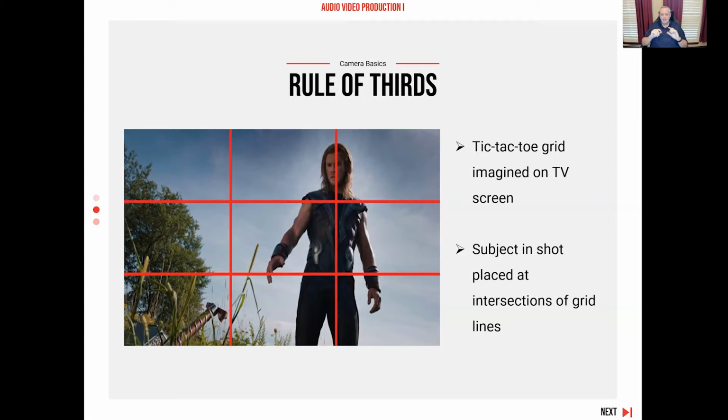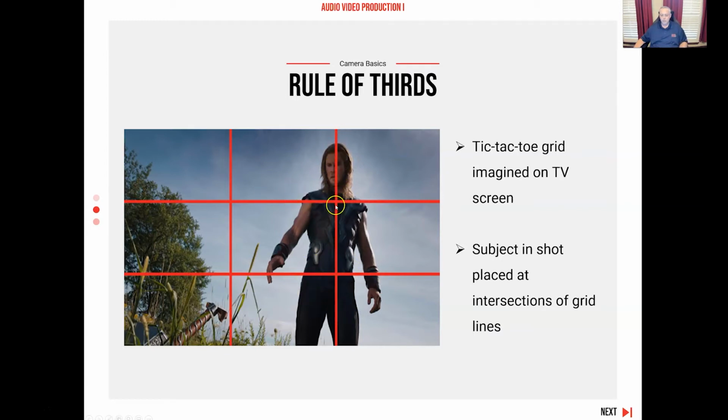So let's break this down. If you take a frame and you do a tic-tac-toe grid, see this red tic-tac-toe board that's on the screen. If you were using rule of thirds, you would take your subject and you would put them in this area right here, this area here, or this area here. So if it's a small child, you can put them here. There are lots of different ways you can do this.